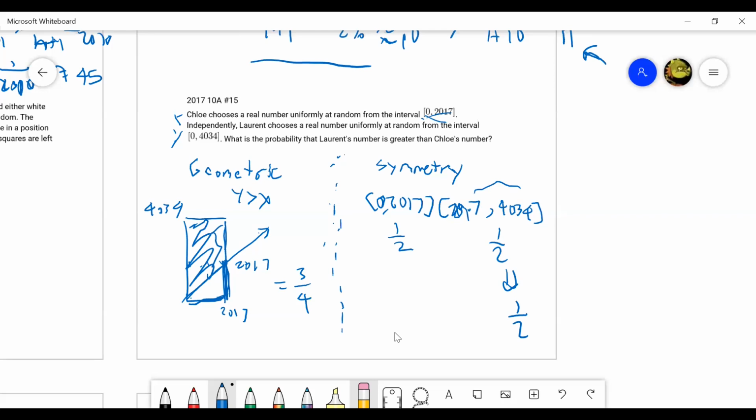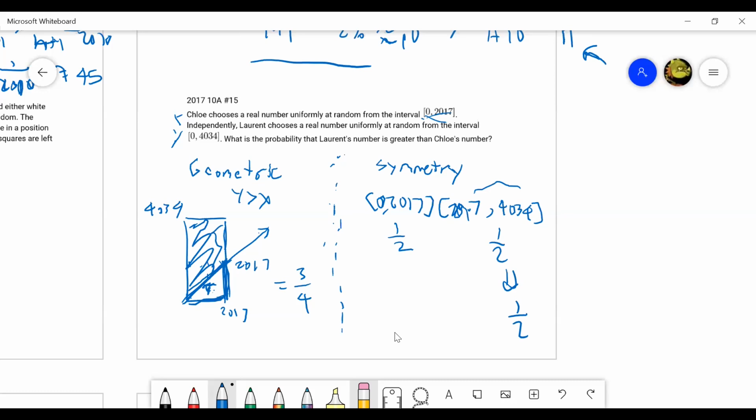And note that we don't consider the case where they both choose the same number, because there are an infinite amount of real numbers in these intervals. So that one specific case where they have the same number is effectively 0 in the scope of infinity. All right. That's also why you don't consider any points on the line when you're calculating area, because the line has area 0.